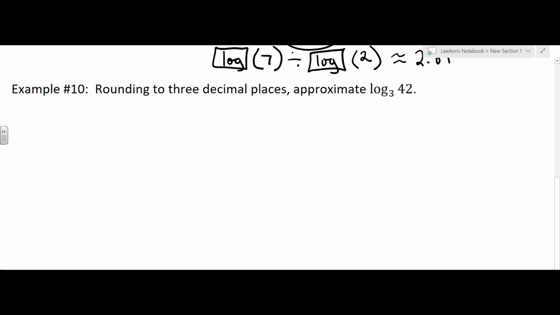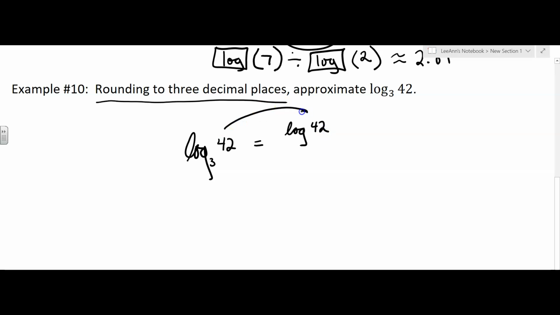Okay, so example 10 says rounding to 3 decimal places, approximate log base 3 of 42. So they start us out with log base 3 of 42. So I'm going to change that. I'm going to use the change of base formula. A lot of times I just use common logs, but if you like using natural logs, that's fine. So it's going to be log 42, so you're going to take the top one and then divide by log 3.